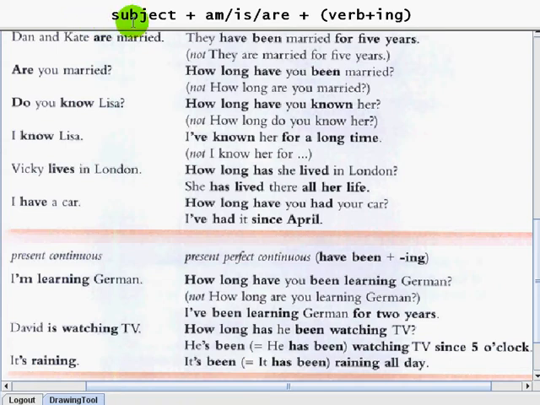Your subject plus am, is, are depending on your subject or the number of your subject. Then your main verb plus ing. Example: I'm learning German. Am, learning. Learning is your verb plus ing, right? And I is your subject. These are the following examples of present continuous sentences.